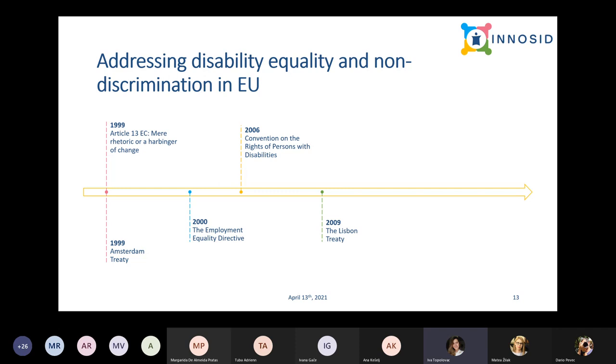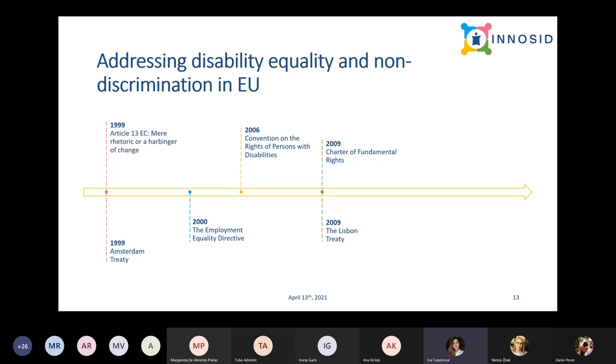The second, or the fourth actually, important treaty was the Lisbon Treaty, which came into force in 2009, and it introduced some further important changes with regard to disability. This treaty is also important because it changed the status of the EU Charter of Fundamental Rights, which had first been adopted in 2003, but came into force in 2009, thanks to the Lisbon Treaty.